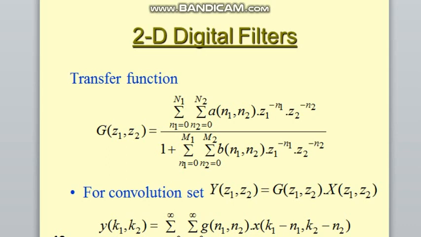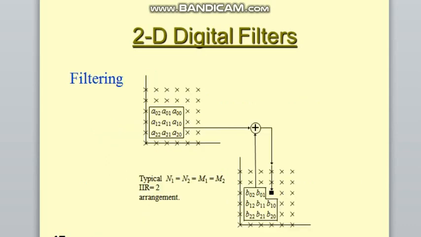As you can see here, the transfer function looks like that, H(z1, z2), and the a and z1 terms will be in the numerator section, and b and z1 with plus 1 will be the denominator section. For convolution we can get this type of equation. So that is the 2D filter with typical filtering sections.